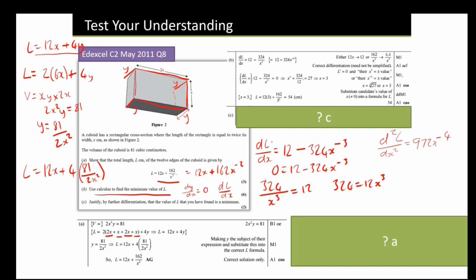And what do we do next? We sub our value x equals 3 into this, and we'll get a positive value. And when the second derivative is positive, it's greater than 0, then it's a minimum. And hopefully if you remember, when it's less than 0, it's a maximum at that point.